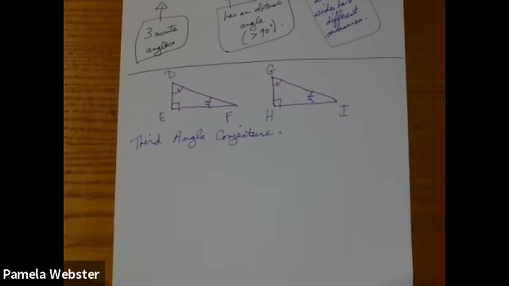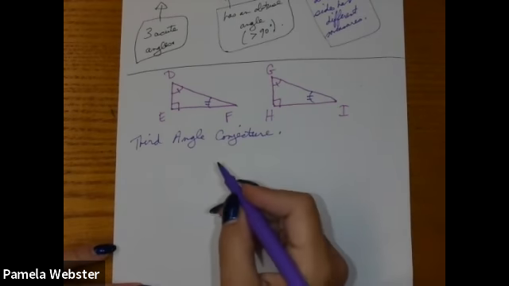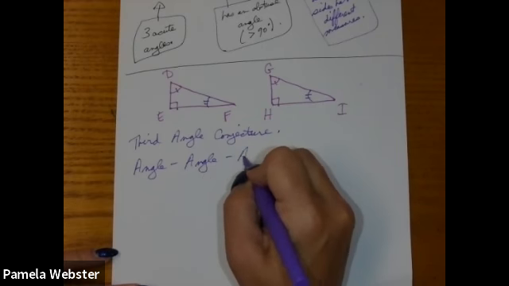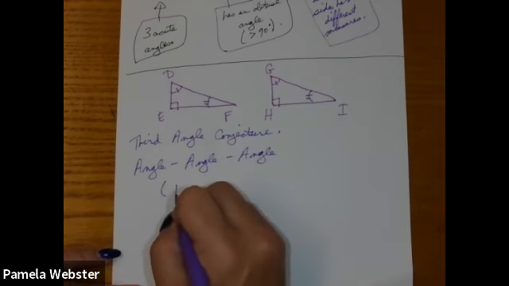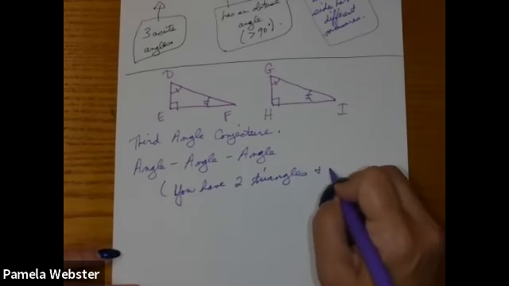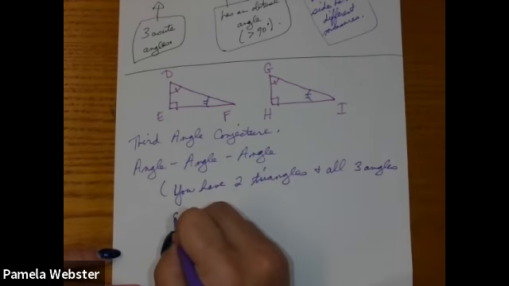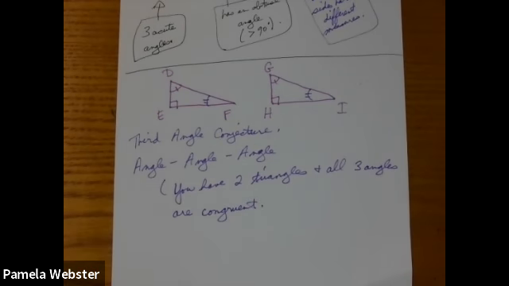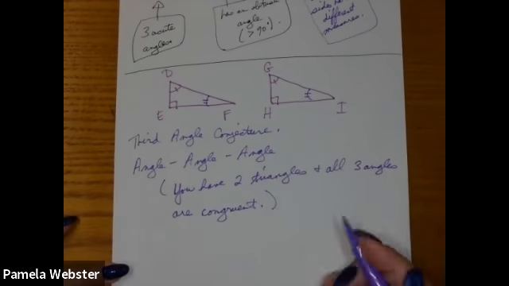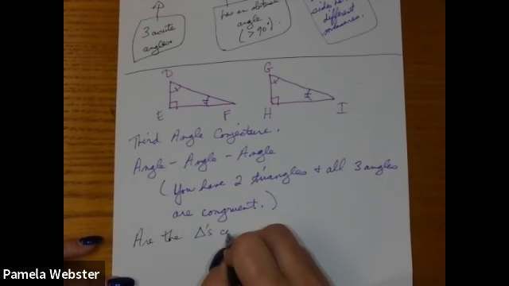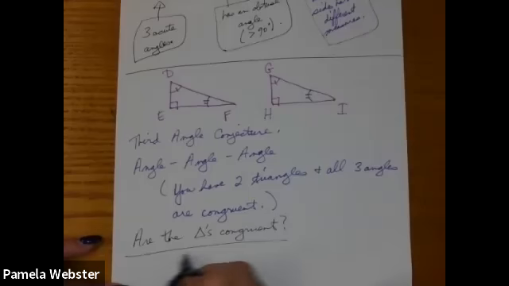Whenever we start talking about triangle congruencies or non-congruencies, one of the things that comes up a lot is this one right here. And what we call it is angle, angle, angle. So what that means is you have two triangles and all three angles are congruent. That's exactly what we're seeing here. The question is, are the triangles congruent?